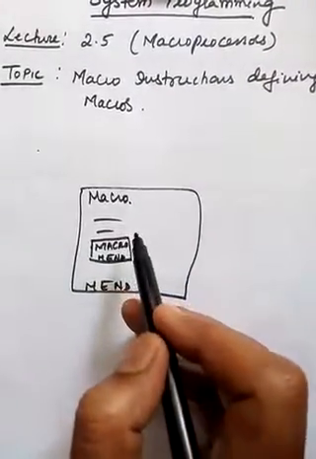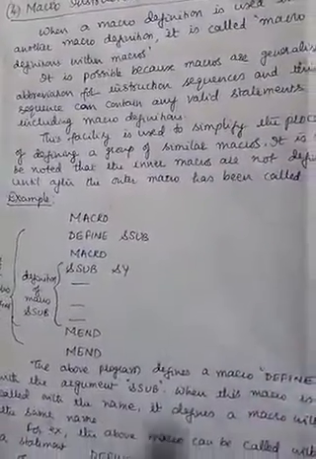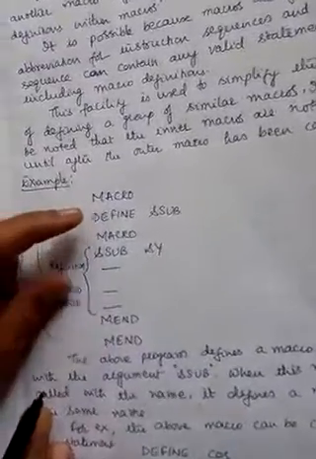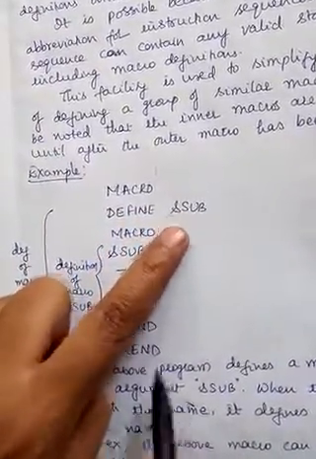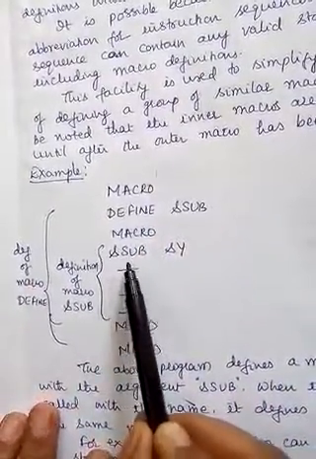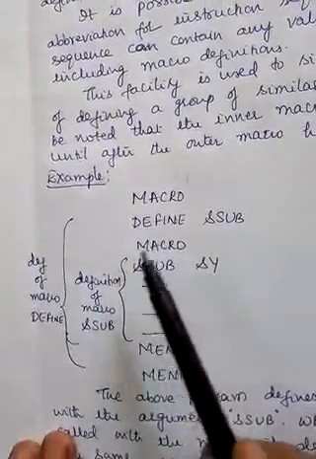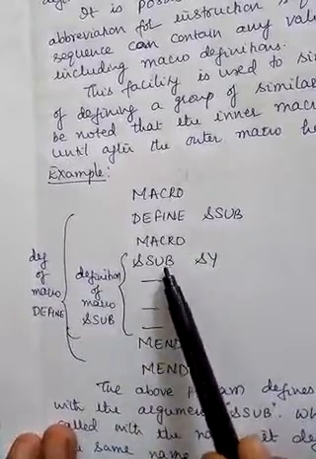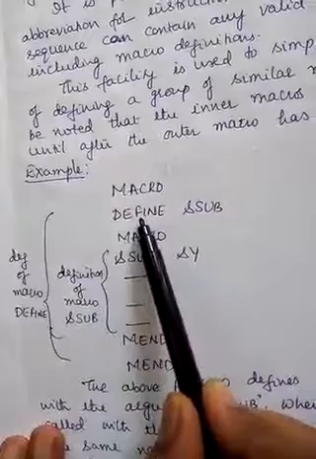So let us understand by taking a small example. Here we have defined two macros. One is the macro named define with one argument, that is sub. Then another macro named sub with one variable y. Now when you observe here, I have written the sub macro within the macro that is defined.